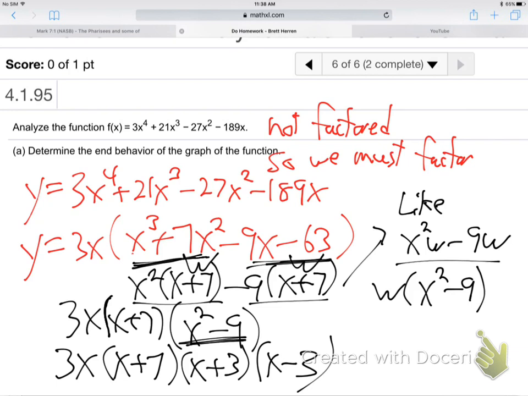Good. Tough factoring there. No questions. I'll leave.